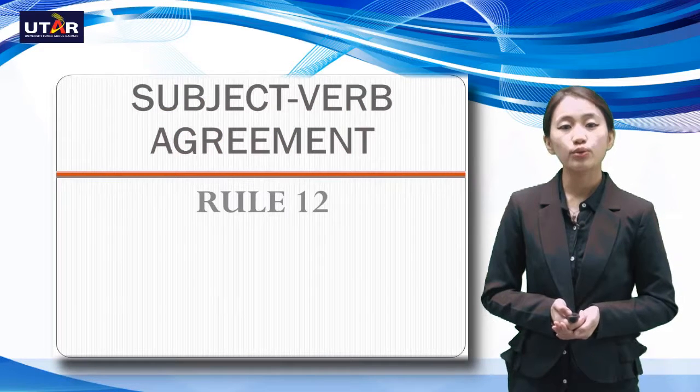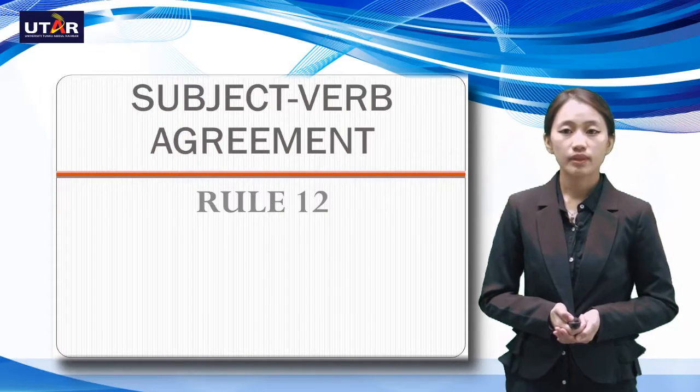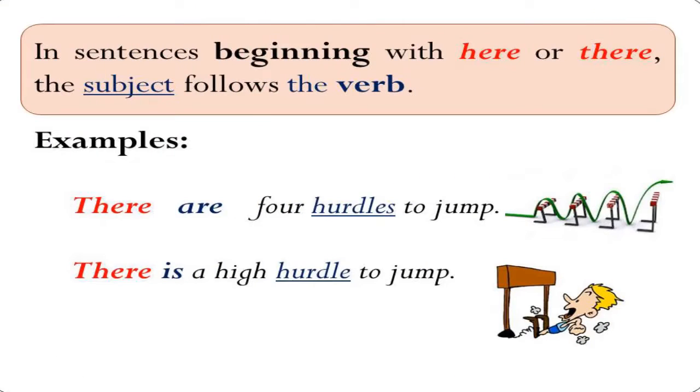Next, we will look into rule number 12. For rule number 12, in sentences beginning with here or there, the subject follows the verb. The determinants here or there actually do not indicate whether the subject is singular or plural. So in this case, after here or there, you have to look at the subject, as it can be either one. And of course, after determining the subject, whether it's singular or plural, only then can you determine the verb.